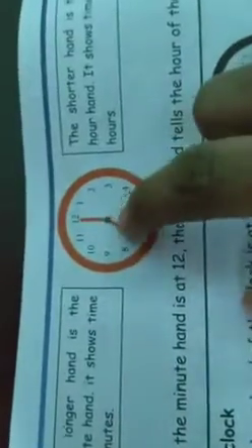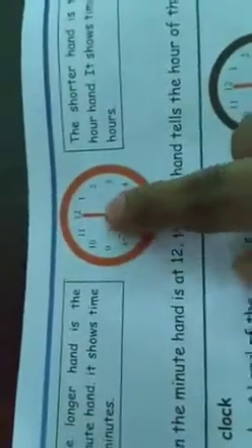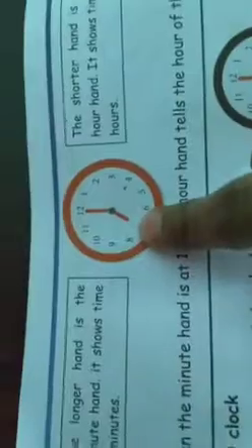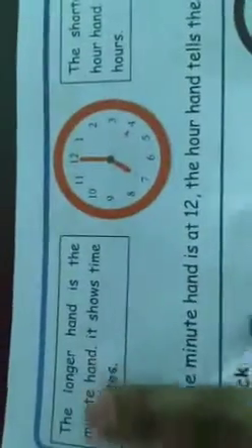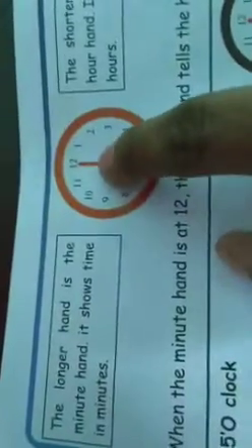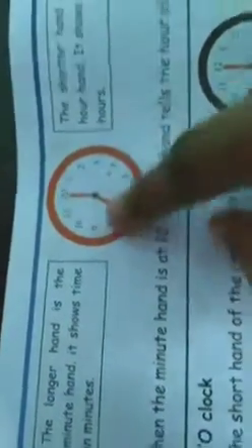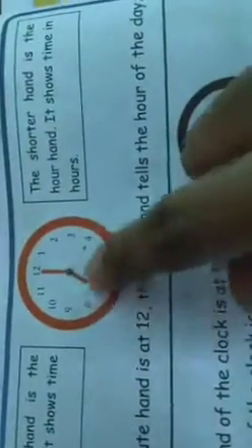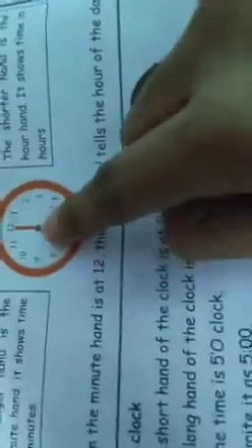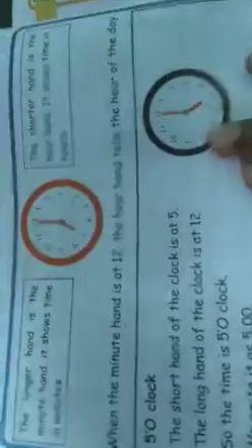A clock has two hands. One hand is longer and another hand is shorter. This longer hand is the minute hand. This represents a minute. And the shorter hand is the hour hand and it represents an hour.